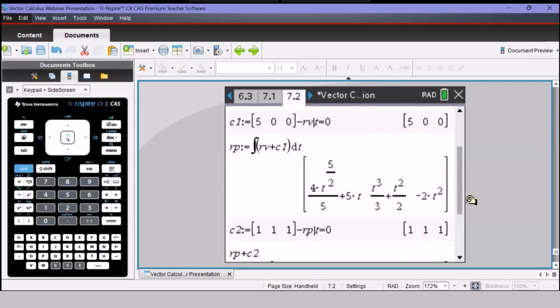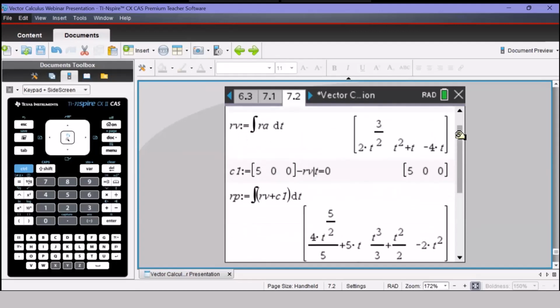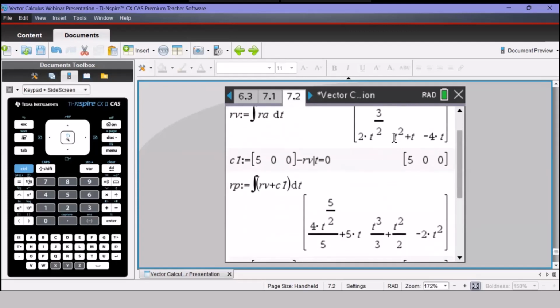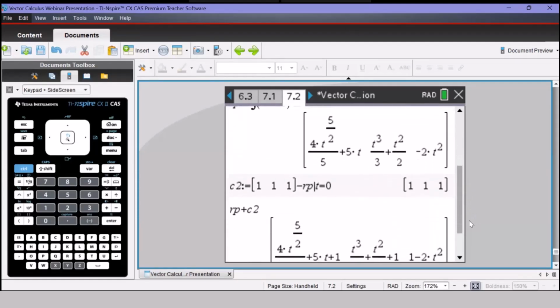Now what we do is we anti-differentiate again. I've assigned R of P, P being for the position vector, to be the indefinite integral of RV plus C1, those two added together. If you add those two together mentally and then anti-differentiate, there's your I component, your J component, and your K component. You now apply the initial condition that R of naught is I plus J plus K.